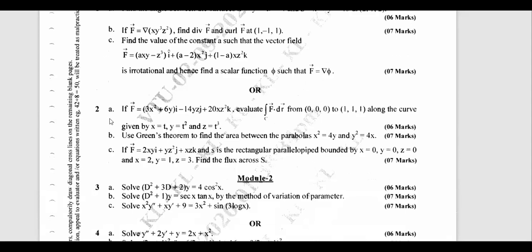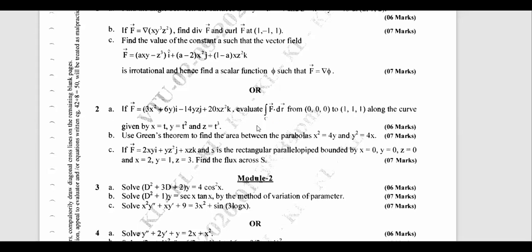Let's see here. Question number 2A. If F equals 3x square minus 6yi minus 14yzj plus 20x square k, evaluate the integration of F dot dr from (0,0,0) to (1,1,1) along the curve given by x equal to t, y equal to t square, z equal to t cube. Is this example solved? If you have notes, you can just check. No, ma'am. No means good, so you can try and tell me the answer.